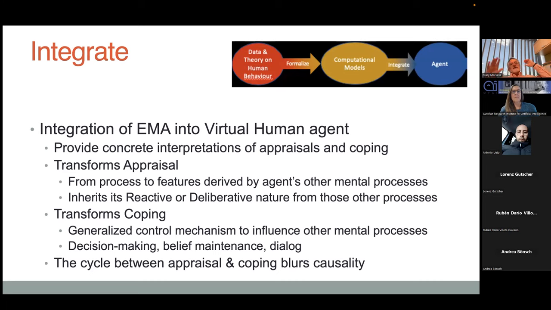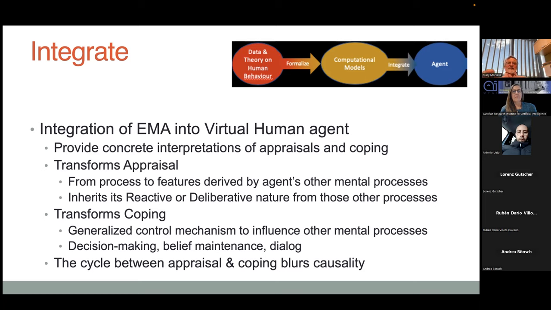Now, the other thing I mentioned in that earlier slide is this whole process of integration. You're taking these models, say this model of emotion, and integrating it into an agent. So that provides concrete interpretations of appraisals and coping, which we just went through. It transformed appraisal from a process, which is how psychologists often talk about it, to basically feature detection. And so this whole theoretical quandary in appraisal theory as to how cognition can be fast is sidestepped, because now the appraisal process itself is pretty lightweight. It can react immediately. As soon as you perceive the bird, it can react to it. It also transforms coping into a generalized control mechanism to influence other mental processes. So it's altering the goals and desires of the agent, what the beliefs are, et cetera.